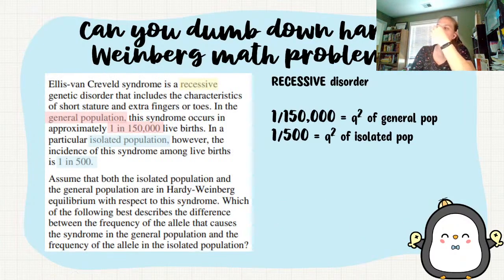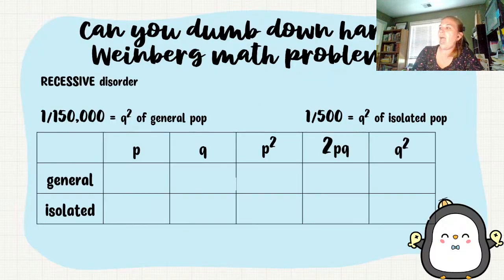I rewrote my numbers there just to make life easier, and then I have my beautiful little chart. Yes, you know I love my chart. I made it so there was one column for general and one column for isolated. So we start with q squared. 1 out of 150,000 is going to be my q squared. I typed that into my calculator, and it tells me that it is 0.000006. Whew, that's a lot of zeros.